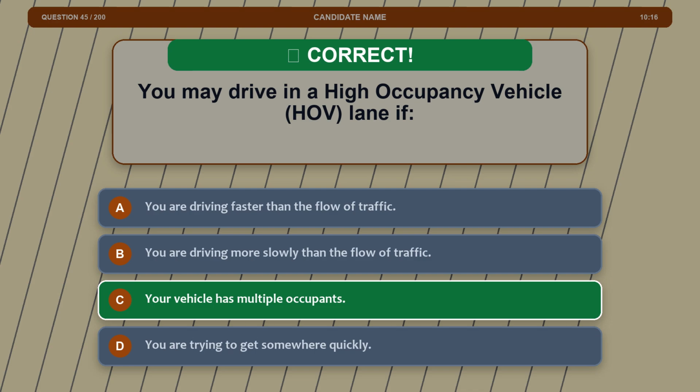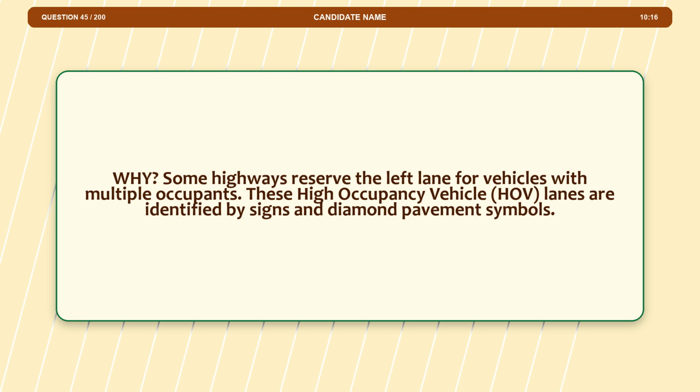The correct answer is option C. Your vehicle has multiple occupants. Explanation. Some highways reserve the left lane for vehicles with multiple occupants. These high-occupancy vehicle (HOV) lanes are identified by signs and diamond pavement symbols.